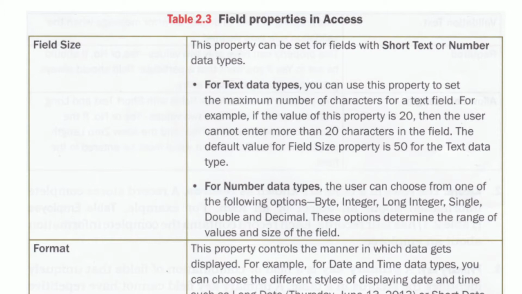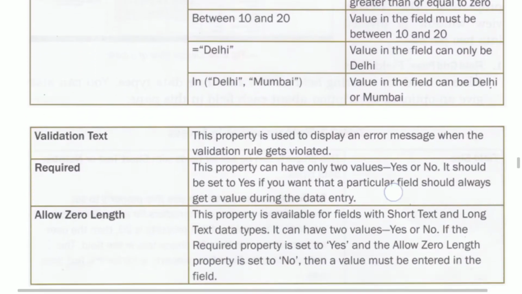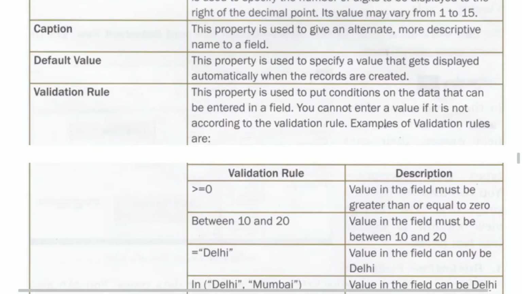As you can see, the table named field properties in Access. In this, there are many different properties that can be set in a table for entering the data according to our choice. These are field size, format, decimal places, caption, default value, validation rule, validation text, required, and allow zero length.